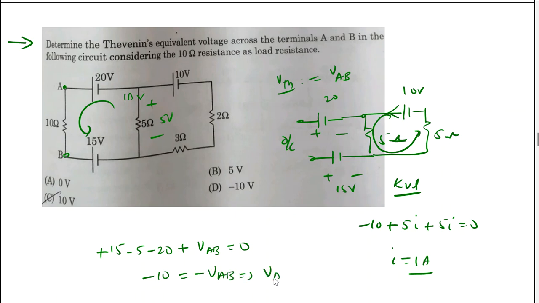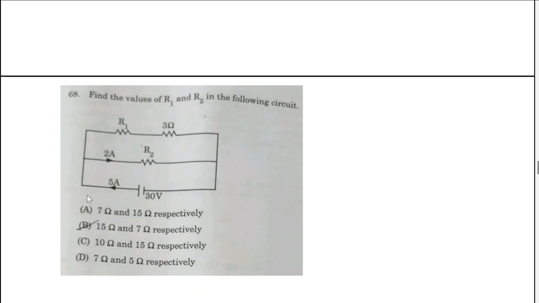So from this, VAB is equal to what? 10 volts here. So the answer will be C, 10 volts, is the right answer for this question. So we'll move to the next question.